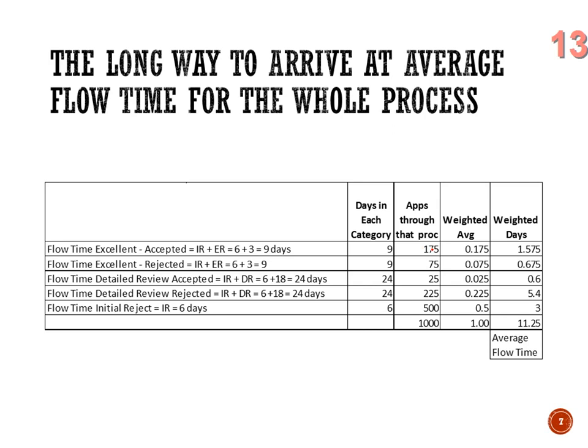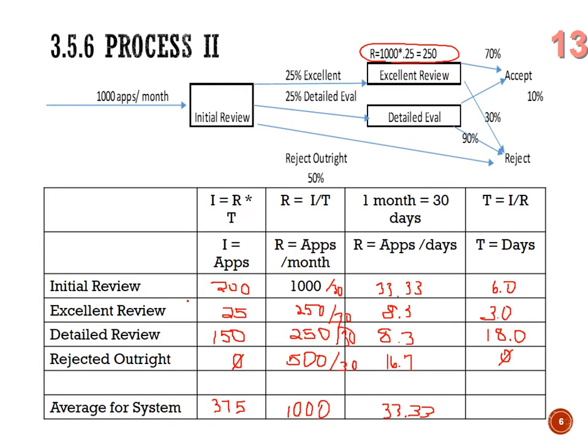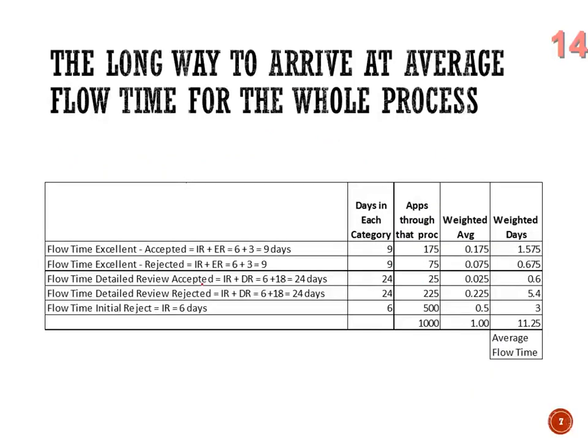And we have 175 applications through that process. If we look at the flow time excellent rejected, again, we still have 6 days and 3 days, and it still takes the same amount of time to reject. Okay. Flow time detailed review is the initial review plus the detailed review, so 6 plus 18 days is 24 days, and we have 25 applications through that.